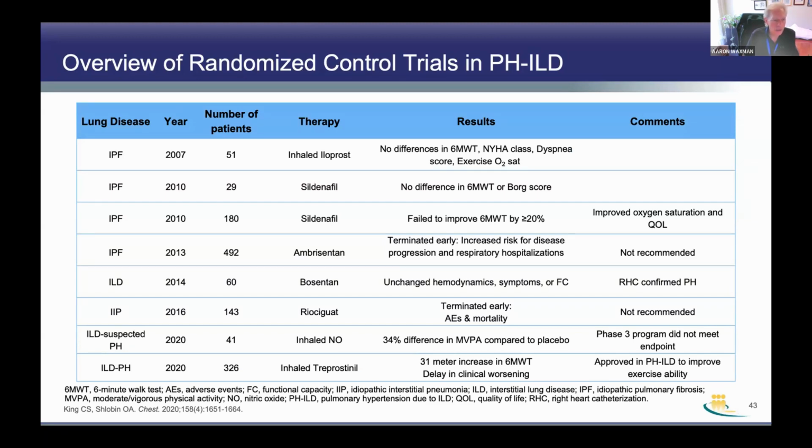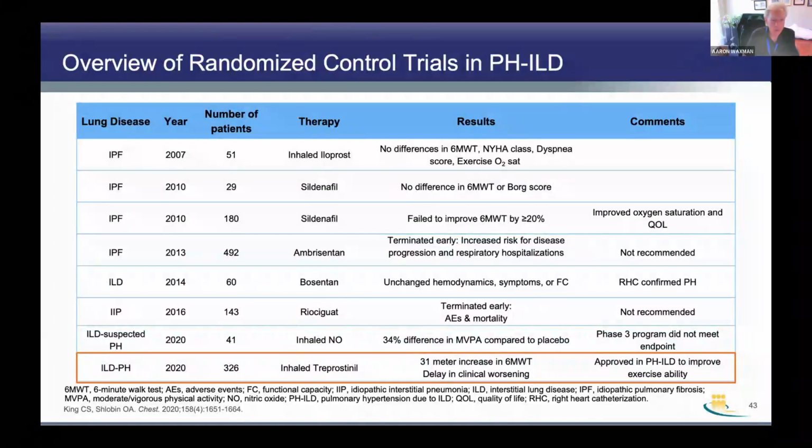and unfortunately, most of them have been not suggestive of a good impact, but the one down at the bottom, the INCREASE trial, did show an improvement in the primary outcome of 6-minute walk distance, and has now resulted in approval of inhaled treprostinil for patients with PH-ILD, and we'll look at those results a little more closely.